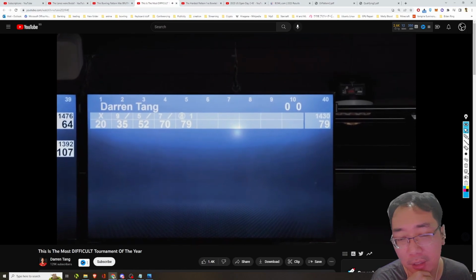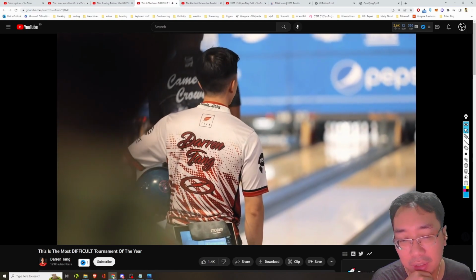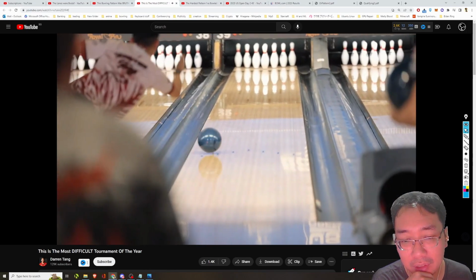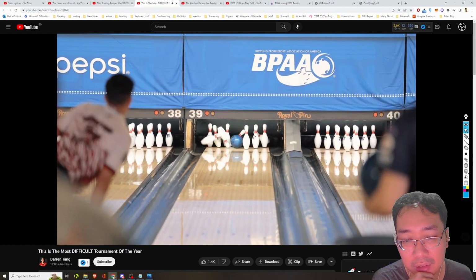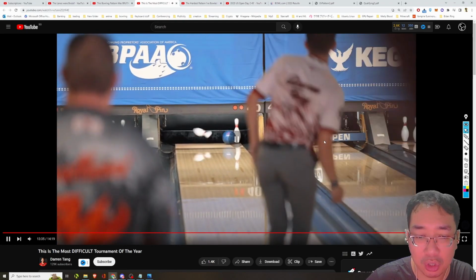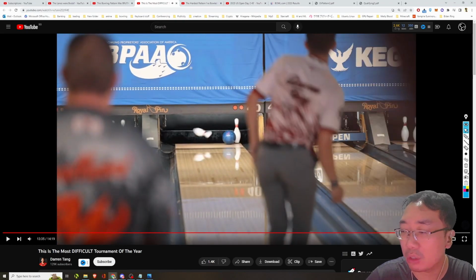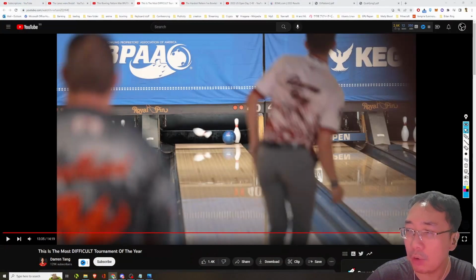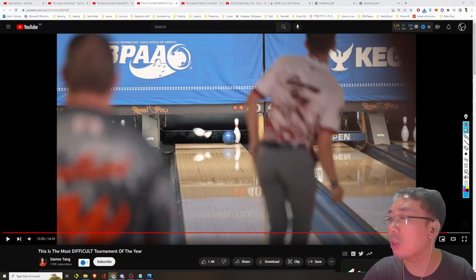Oof, 7-10. Yep. So you can see Darren is changing to another ball, so he's using the Storm Fate, which is the Belmo ball. If I remember, I think Storm Fate is a symmetrical ball.